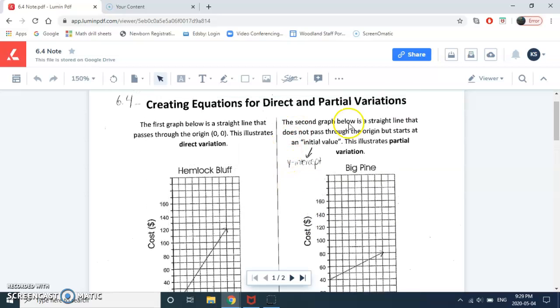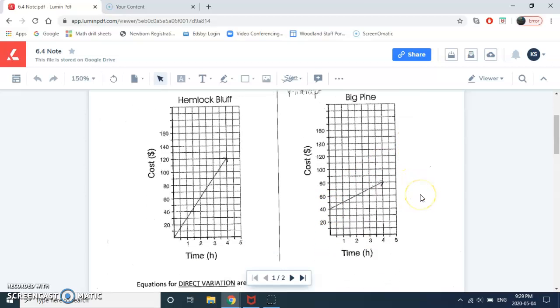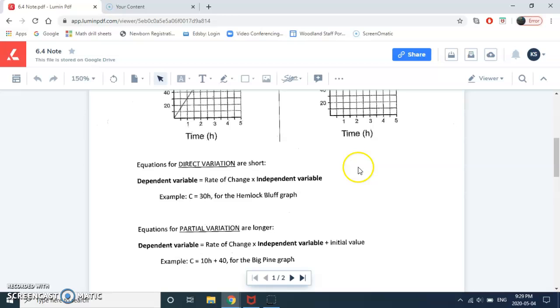And on this side here, we have a straight line that does not pass through the origin, but it starts at an initial value, which is our y-intercept. As we can see, it passes through our y-intercept at 40 in this one, and this illustrates a partial variation. All right, so what does that mean, and how can we write equations for this?